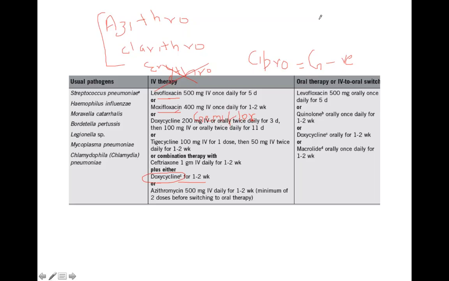Suppose the patient is more than 65, so we will admit the patient to the ward. We will take an X-ray, go for sputum culture, blood culture, and start giving the patient antibiotics. Suppose we give a combination of ceftriaxone plus azithromycin. This combination we are using. So we start giving the patient antibiotics, and the fever should come down within 2 to 3 days.